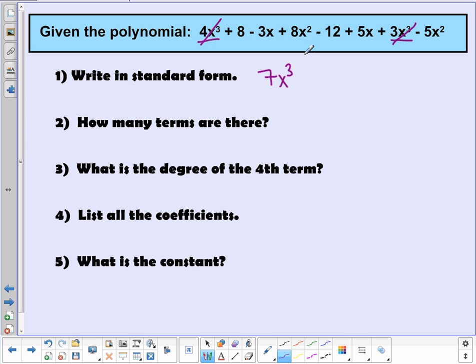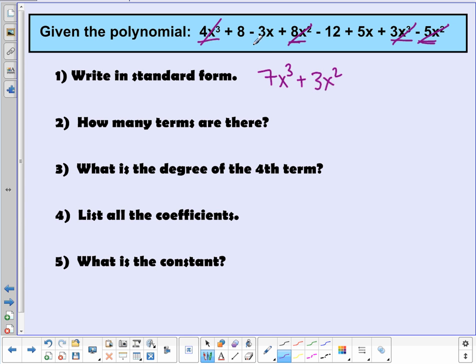So after x to the third, I need to look for x to the squared. I have one here, and I have one here. This one has a coefficient of 8. This one has a coefficient of -5. So 8 minus 5 gives me 3. That's plus 3x to the second. Done with the squared, done with the squared.